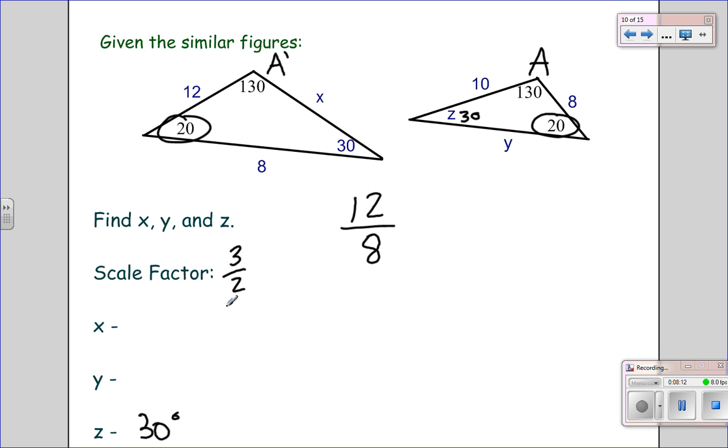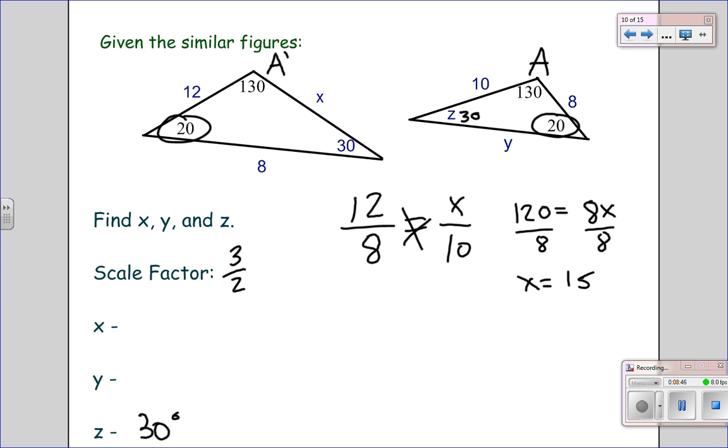All right, so let's go back to it. Sorry, we got off topic there. So first we look for two sides that are corresponding with numbers. So 12 over 8 equals, well, if we're looking for x in this triangle, it's with the 12. So the x goes next to the 12 over the side that corresponds to x, which would be 10. Cross multiply. 12 times 10 is 120. 8 times x is 8x. Divide by 8. So x equals 15.